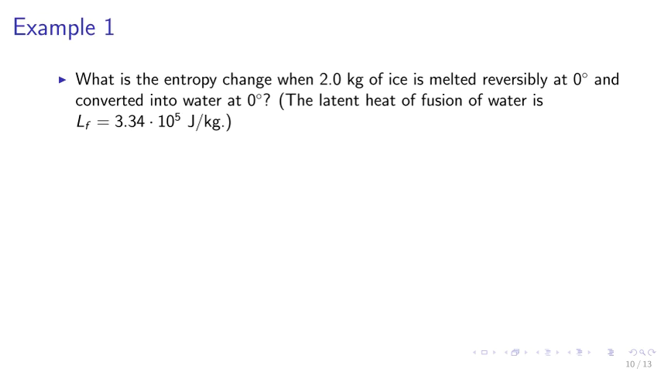Example 1. What is the entropy change when 2 kilograms of ice is melted reversibly at 0 degrees Celsius and is converted to water at 0 degrees? Consider that the latent heat of fusion of water is LF equals 3.34 times 10 to the 5th joules per kilogram.